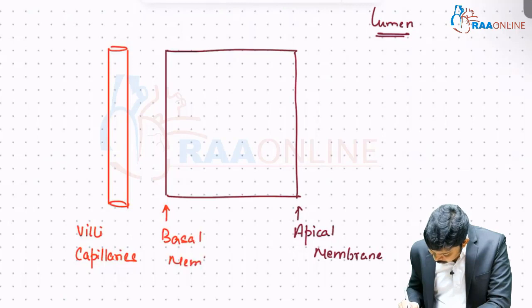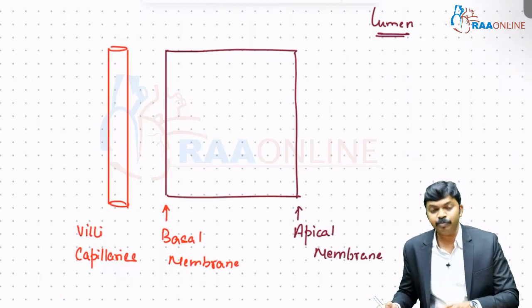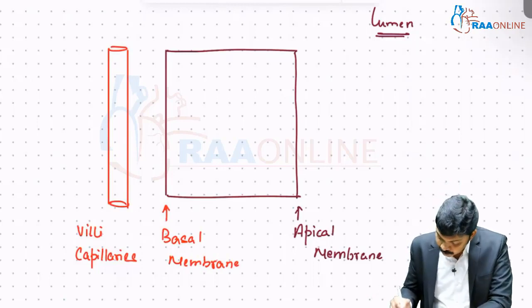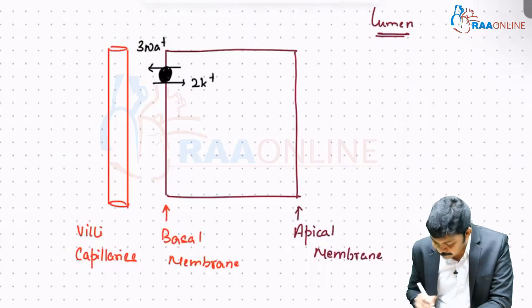The absorption of glucose is going to be different in the apical membrane as well as the basal membrane, guys, and let's see how this absorption takes place. It all begins from the basal membrane having a transporter. It's a primary active transport. It's going to pump 3 sodium out of the cell in exchange for 2 potassium. So this is going to be sodium potassium ATPase. 3 sodium is thrown out in exchange for 2 potassium, guys.